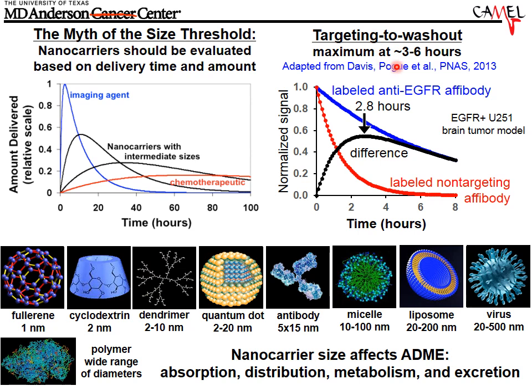Also, a very nice paper by Brian Pogue and his colleagues, Scott Davis and others, was published in 2013. I just pulled out the numbers and calculated that it appears the difference between the targeting and non-targeting agent is maximized at 2.8 hours. Once again, this shows that at about 3 to 6 hours for a lot of these larger systems, larger than a small molecule, that really is helpful timing for determining the difference between targeting and non-targeting.